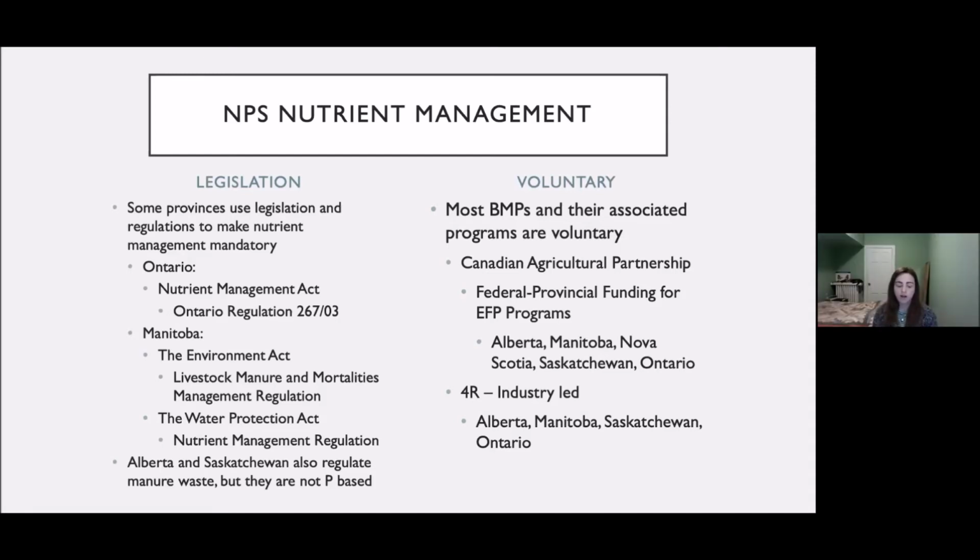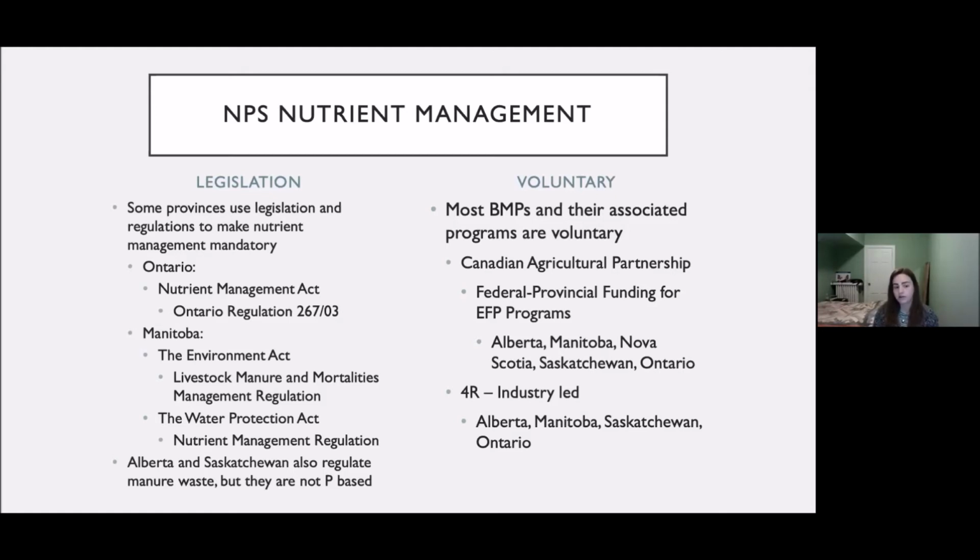So while Ontario and Manitoba do have more comprehensive methods of nutrient reductions, the goal overall for both the regulated and non-regulated nutrient management methods is to protect water quality in general, rather than focusing on mitigating cyanobacteria blooms.